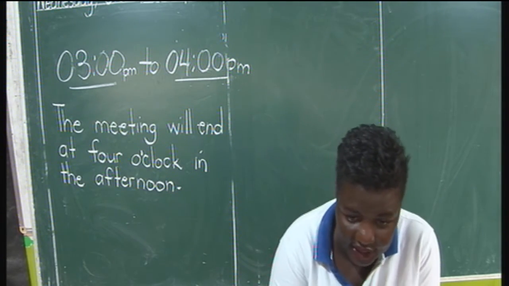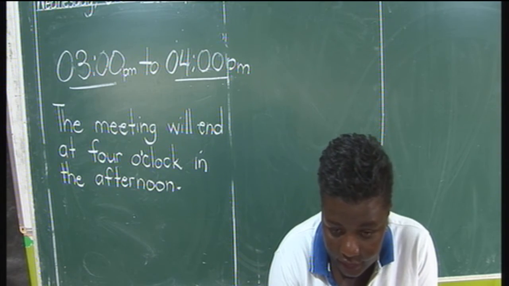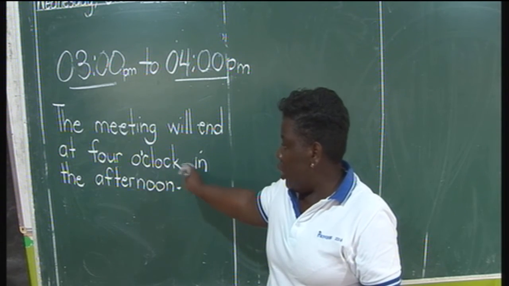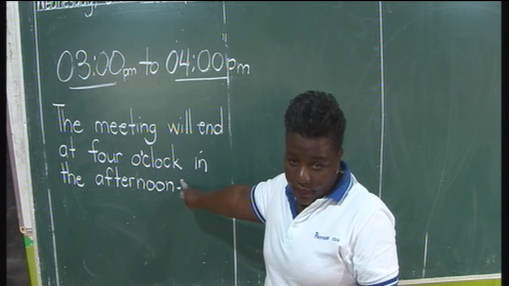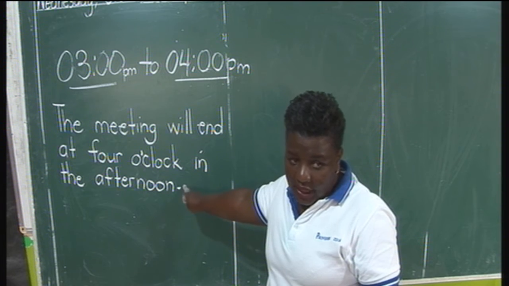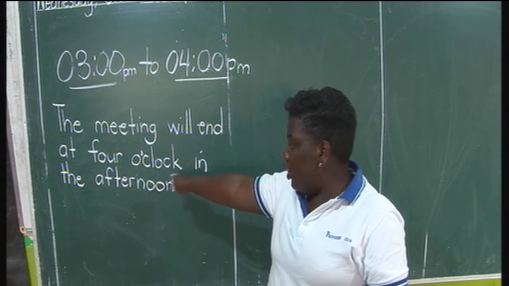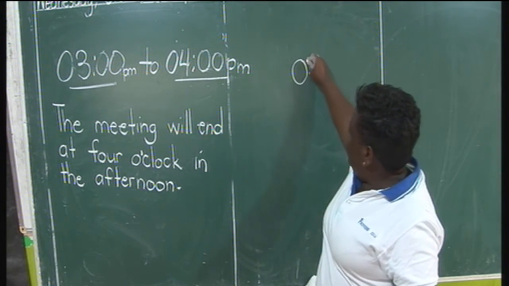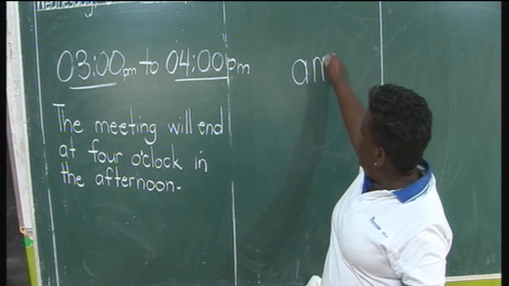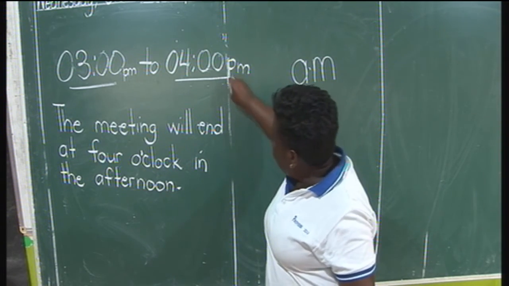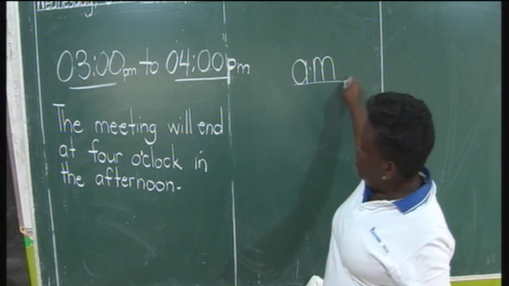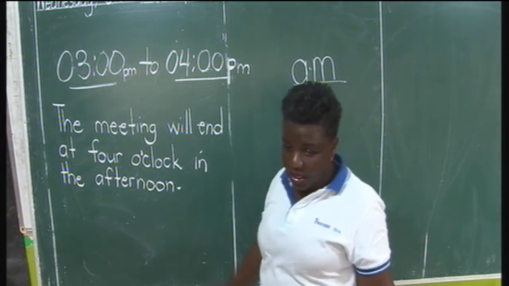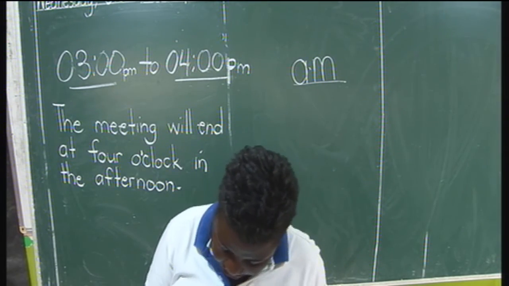Has everyone written that? If you don't write it, you'll forget to write these remaining words, o'clock in the afternoon, and that's the thing that makes this sentence correct. So you should have 4 o'clock in the afternoon. When they write AM, AM means in the morning, but this time they wrote PM. When they write AM, then we shall say in the morning. But since we have PM, let's use the word in the afternoon.